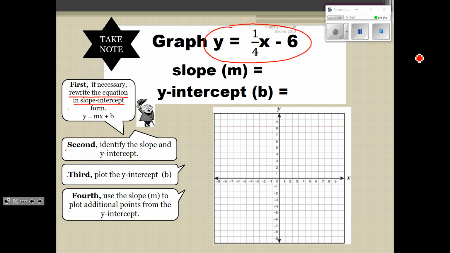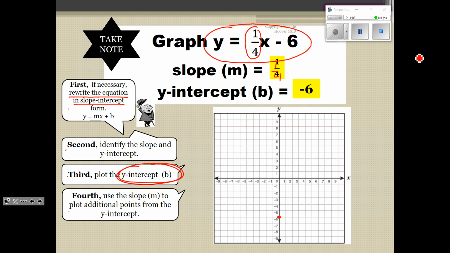Always know that the slope is in front of the x, so our slope is 1/4, and our y-intercept is at the end, or the constant, that is -6. Now we're ready to graph. We always start graphing with the y-intercept. Always start at the end with a -6. Our y-intercept is -6, so you go to the y-axis, down to -6, and you put a point.